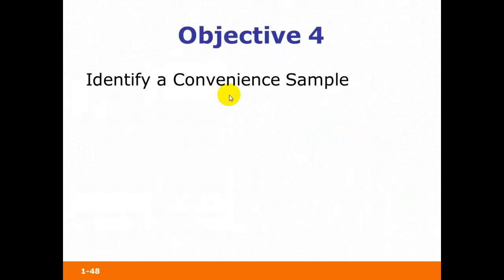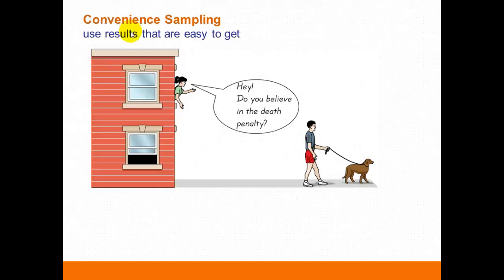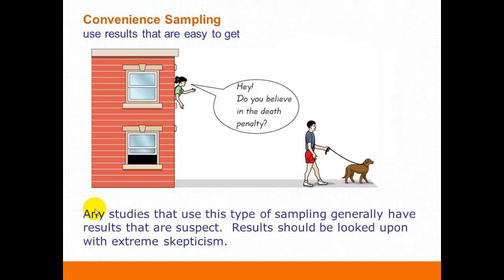Our last objective here is to identify a convenience sample. Convenience sampling means that we just use results that are easy to get. And you actually see this a lot. This would be things like the newspaper reporter who stands on the corner and interviews the first 10 people that walk by. Now, convenience sampling is not a statistically valid sampling method. If you see this, sometimes the results are interesting, but they're not statistically valid.